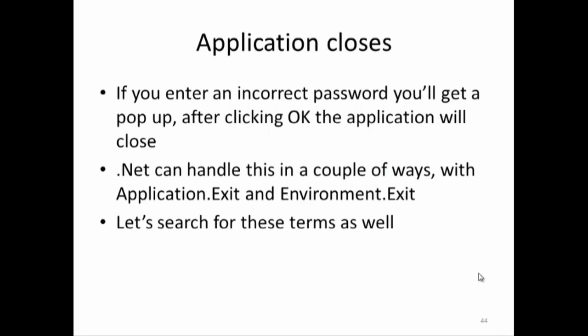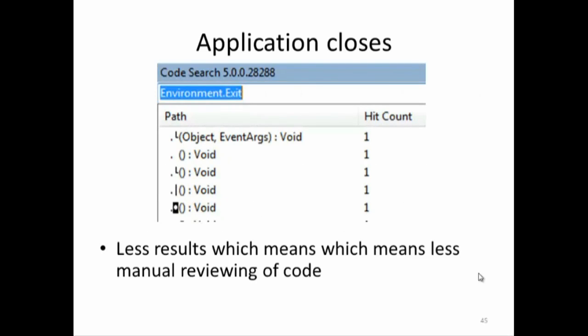So the application closes. That was the third one, right? So how does it do that? Remember, if you enter an incorrect password, it's going to bomb out. Once again, there are a number of ways to handle this inside .NET. Two of the more popular ways are Application.Exit and Environment.Exit. So we'll need to search for these as well. Here I'm showing results from Environment.Exit. Once again, I cut it off for brevity, but there weren't that many more hits beyond that.